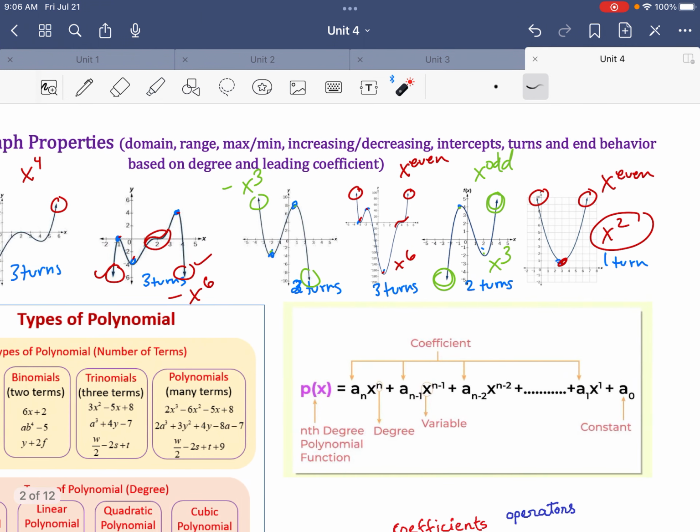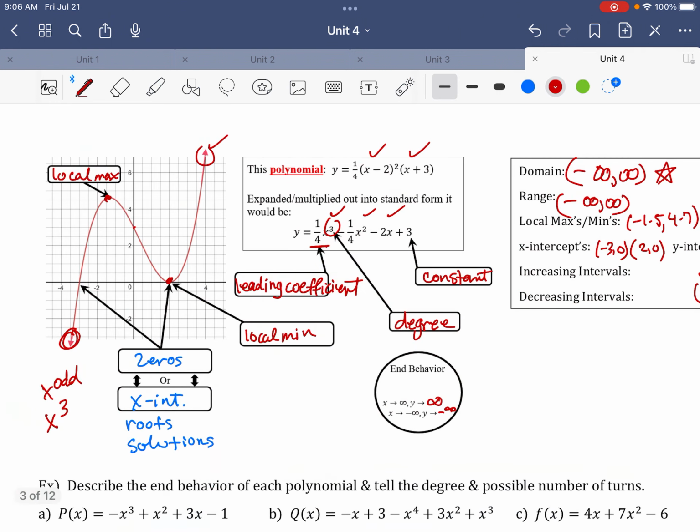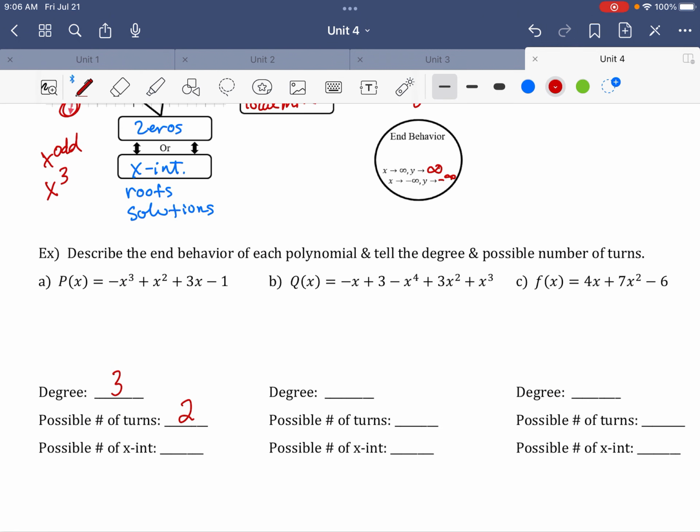Those times that you pass through the x-axis, those are solutions, right? And so when you have your power, there are that many solutions to a problem. They can be real and imaginary. So possible number of x-intercepts up to 3. Now let's talk about the end behavior. This degree is an odd number. And normally on an odd, the right side goes up and the left side goes down.